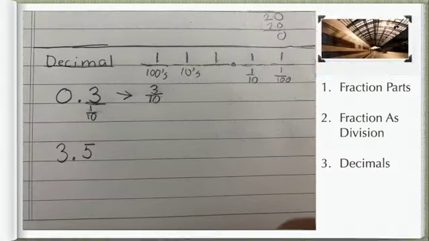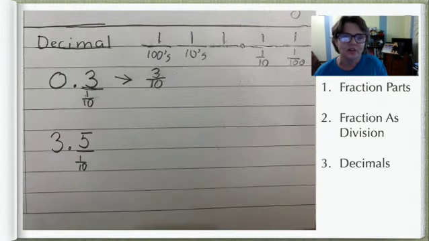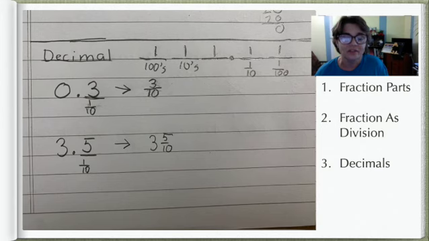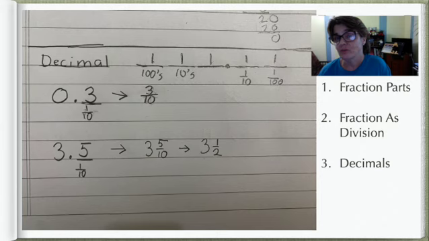So you start by the same method we did with the 0.3. 5 is in the tenths place, so it's 5/10. So you could say 3 and 5/10, but it simplifies. 5/10 is the same thing as a half, so it's the same thing as 3 1/2.